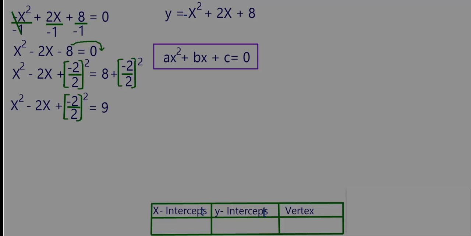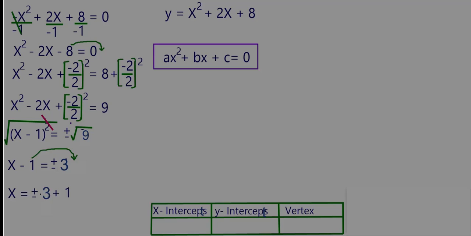What we should do now is to write between brackets x minus 1, because when we square the brackets of minus 2 over 2 and divide, we get 1. To get rid of the brackets, we write a square root. We also do the same thing to the other side, but first, we write plus and minus after the equal sign. The square root of 9 is 3. We move over minus 1 behind 3 and it will become a positive 1. We get two solutions for x, which are 4 and minus 2.